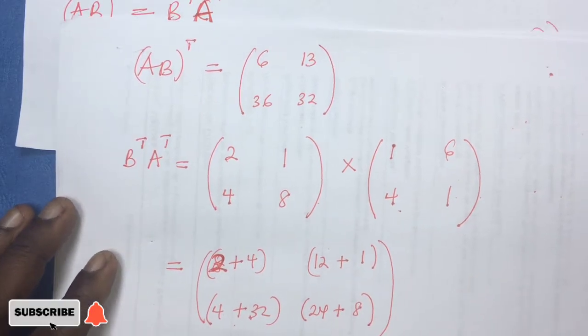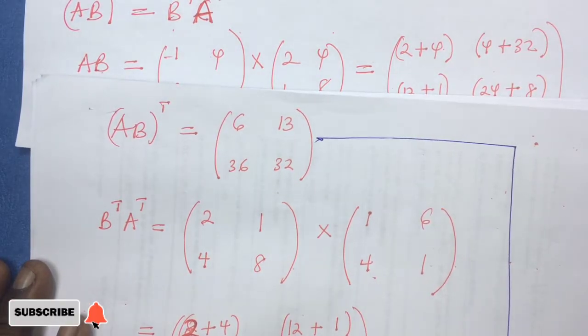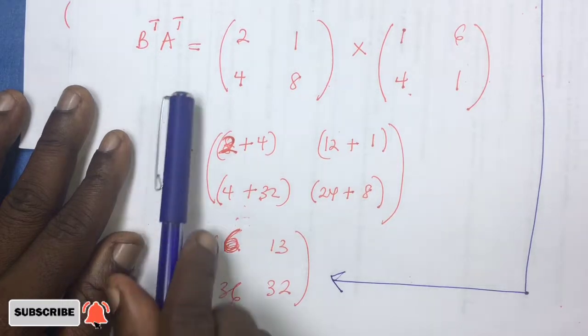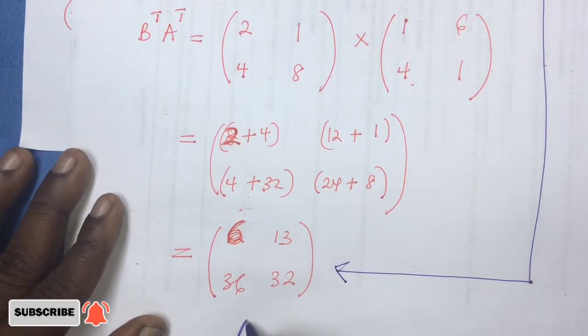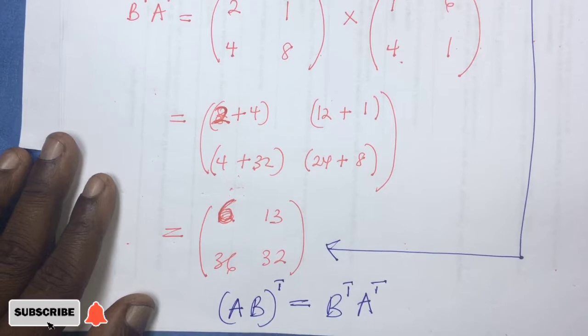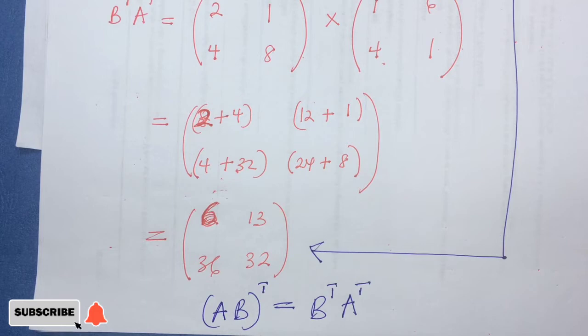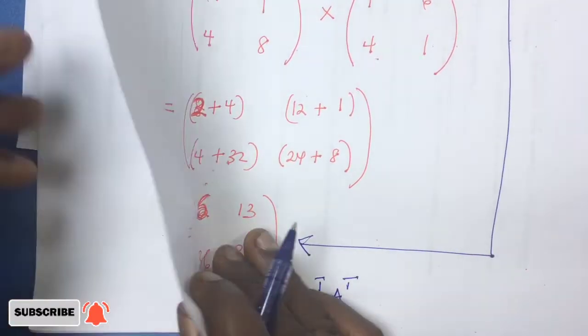Now, having corrected that, note that the result we obtain for A B transpose is the same result we are obtaining for B transpose A transpose. And that concludes that AB all transpose is equal to B transpose times A transpose. And that concludes this property. Now, that being said, we have taken 3 properties in this video. Let us take another property, and that will be property 4.